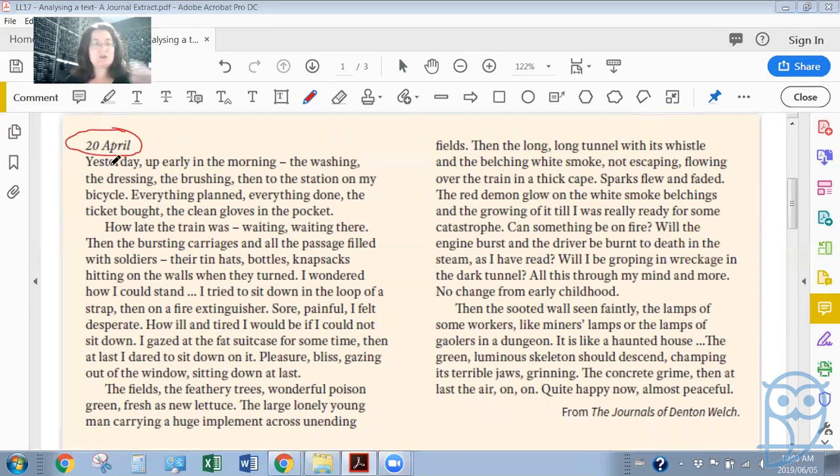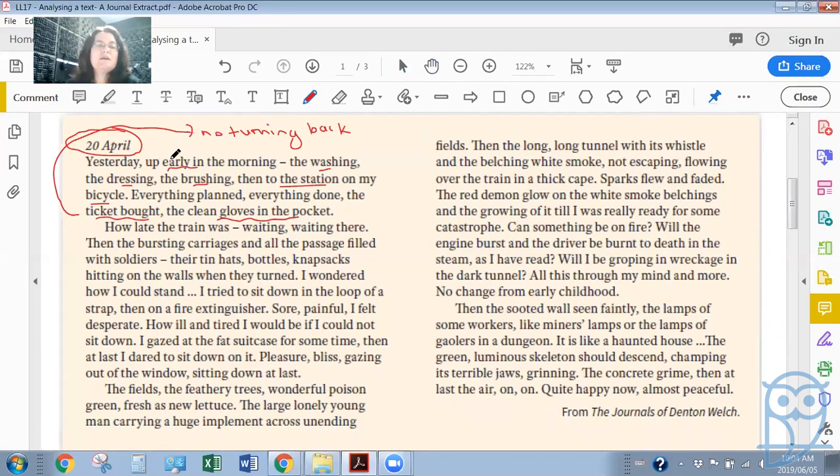This person is talking about what happened yesterday. Up early in the morning, so obviously something's going to be happening. What had to be done? The chores: the washing, the dressing, the brushing. Then, after all of that had been done, to the station on my bicycle. The person has cycled to the train station. "Everything planned, everything done, the ticket bought, the clean gloves in the pocket." Interesting that the ticket has been bought, because what this insinuates is there is no turning back. That's what is being implied. There is no turning back.